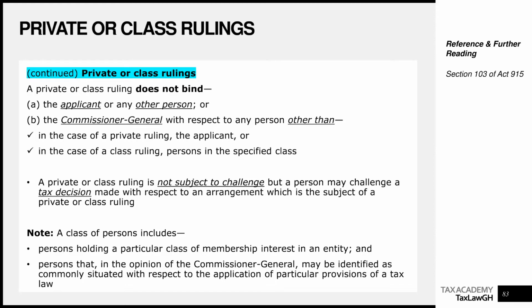Then a class of persons includes persons holding a particular class of membership interest in an entity, and persons that in the opinion of the Commissioner General may be identified as commonly situated with respect to a particular application. So if you're in a group and he knows you guys are similar, you do the same thing, a particular association, body, organization, then you can be called a class of persons.